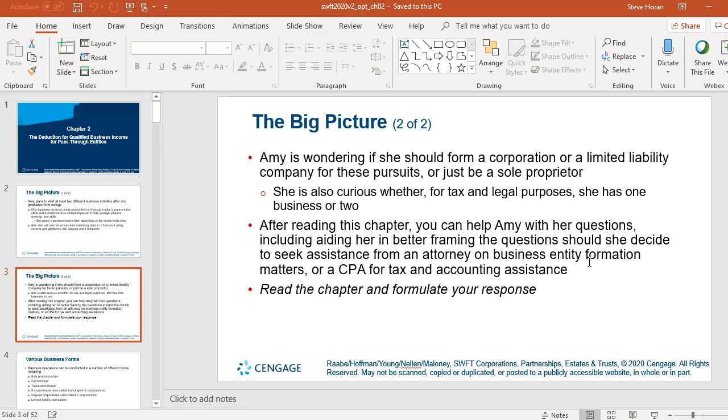Should she form a corporation or a limited liability company, or maybe even just as a sole proprietor? And so the answer is it depends, right? There's never really one solid answer when it comes to these kinds of things. The answer is it depends. And she's curious whether for tax or legal purposes she has one business or two. So that's part of it too.